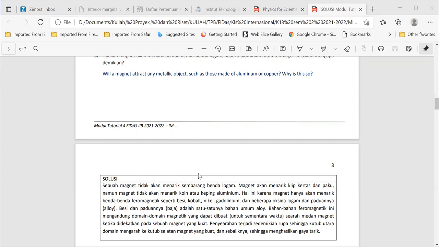So the magnet will attract only a metallic object which is a ferromagnetic object.